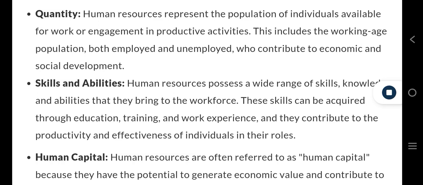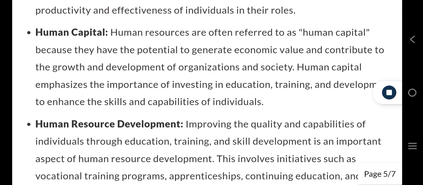Skills and abilities. Human resources possess a wide range of skills, knowledge, and abilities that they bring to the workforce. These skills can be acquired through education, training, and work experience, and they contribute to the productivity and effectiveness of individuals in their roles. Human capital. Human resources are often referred to as human capital because they have the potential to generate economic value and contribute to the growth and development of organizations and society. Human capital emphasizes the importance of investing in education, training, and development to enhance the skills and capabilities of individuals.